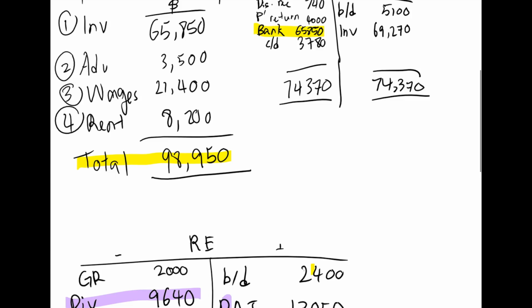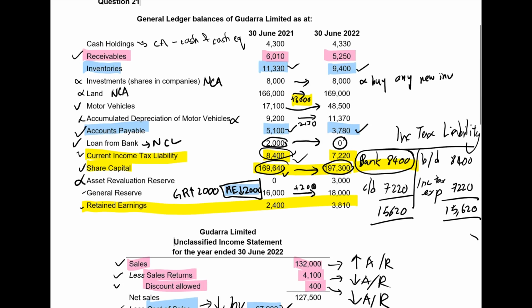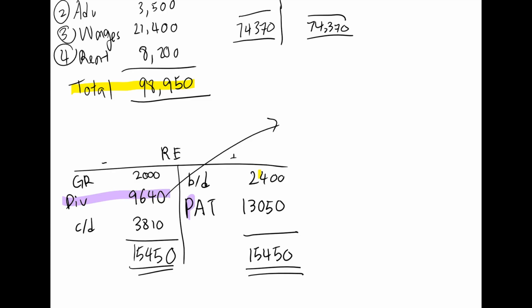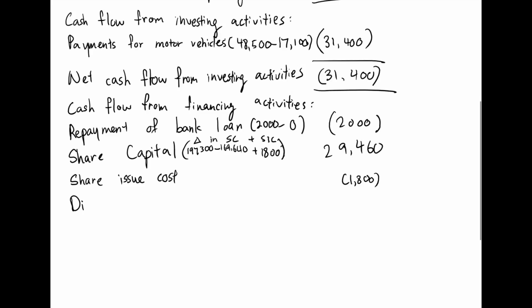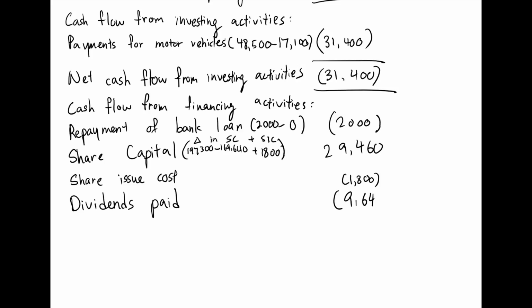Now, since there is no dividends payable, which means that all these dividends, 9640, are declared and paid for this year. So your dividends paid is under financing activities. Dividends paid is equivalent to 9640.